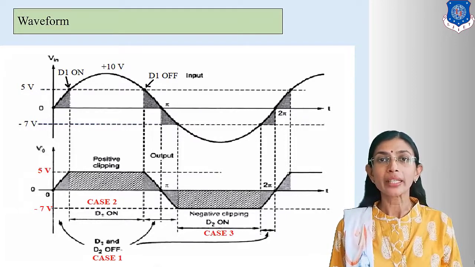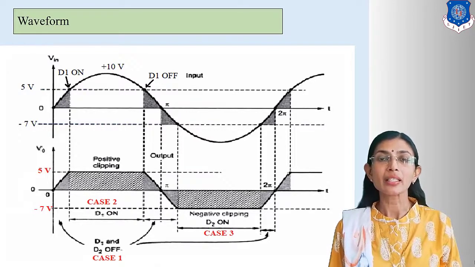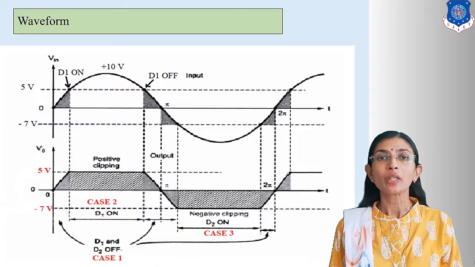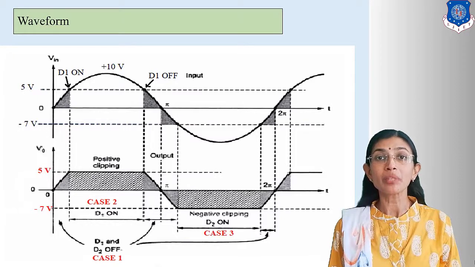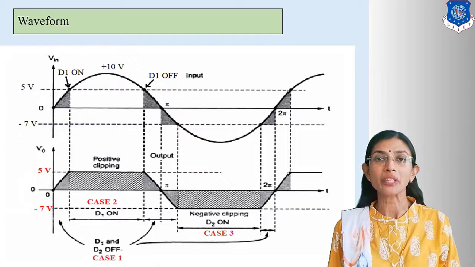So we are getting positive clipping as well as negative clipping by alternating the diodes' conditions, forward bias and reverse bias. Thus, D1 and D2 will be off when input is less effective compared to reference, and when reference is less effective compared to input, meaning input is more effective, then D1 or D2 will be on as per the condition alternatively. So we will get clipping in both half cycles. That's why it is known as a two-way clipper.